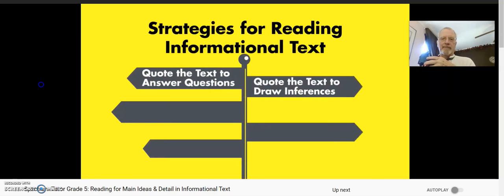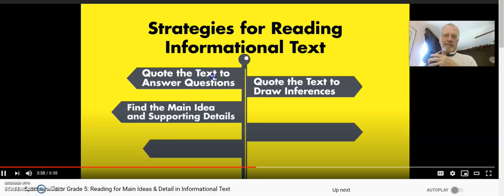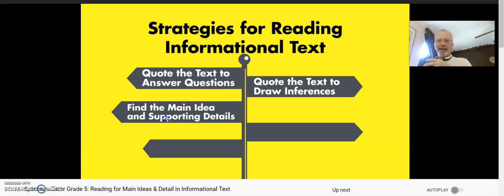An important strategy for understanding informational texts is to find the main idea and the details that support it. The main idea is the most important idea that the author wants you to understand and remember. So here's where you get to find out if you came up with the best main idea or a really good main idea for this text. Facts, details, and examples help to explain, support, and reinforce the main idea.